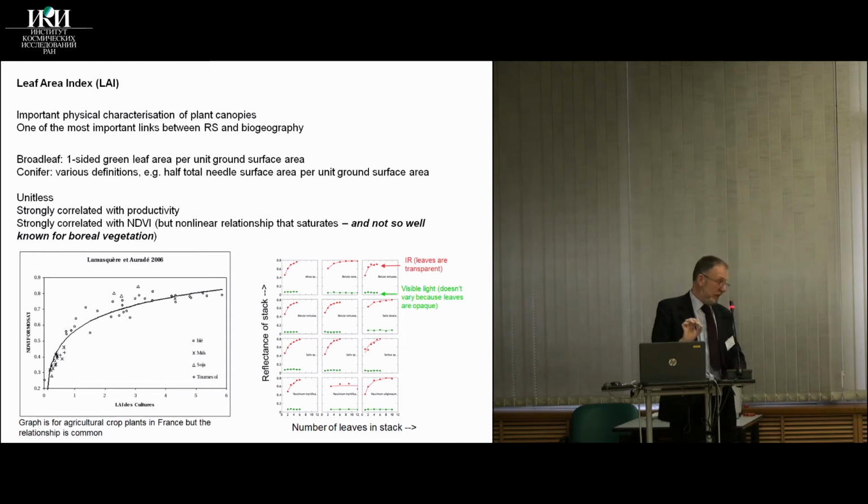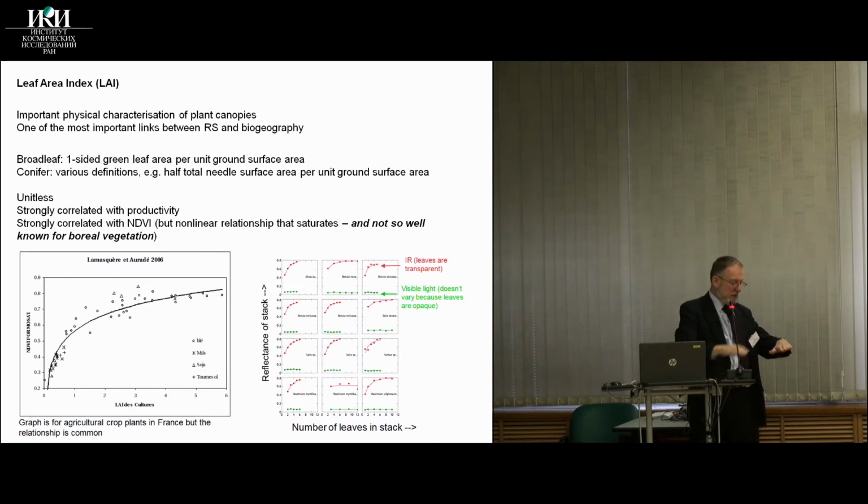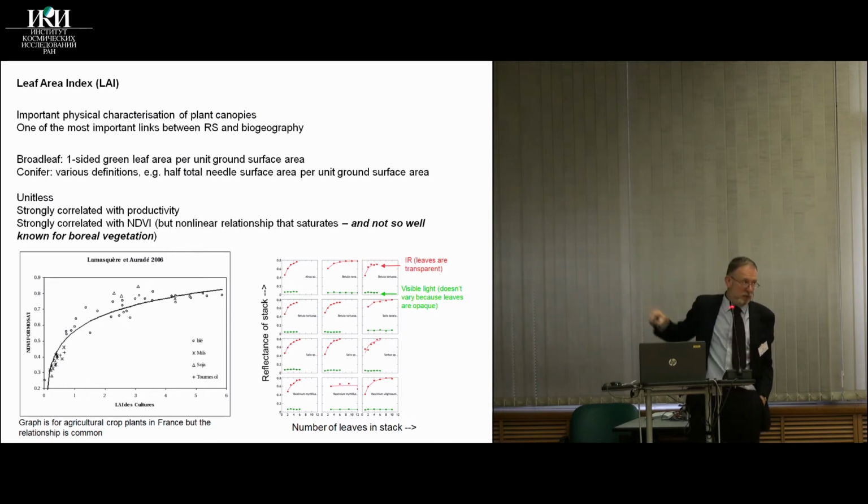We can understand that fundamentally. That's what these graphs, which have come from our joint work, is telling us here. If we imagine just making a stack of leaves, just piling one leaf on top of another, 1, 2, 3, 4, maybe 10. How does that change the reflectance of the stack of leaves in the visible part of the spectrum? That's what the green dots show. And in the infrared part of the spectrum, that's what the red dots show.